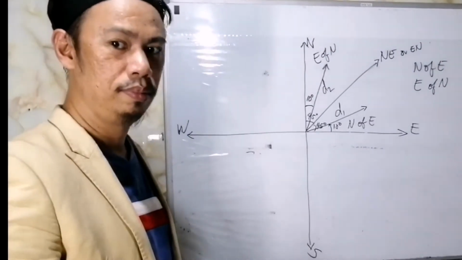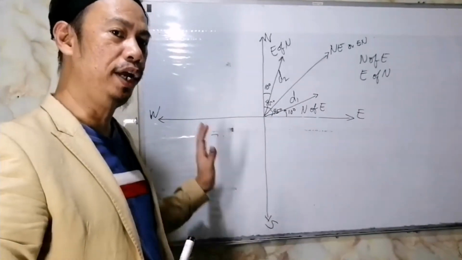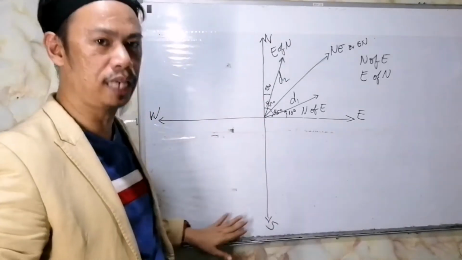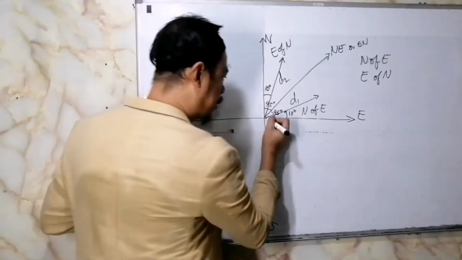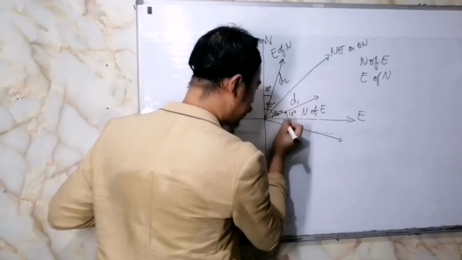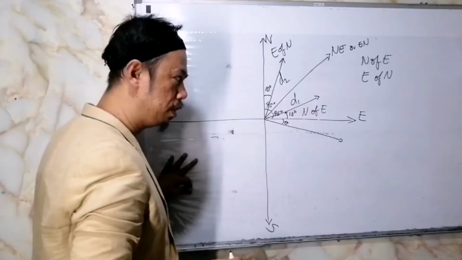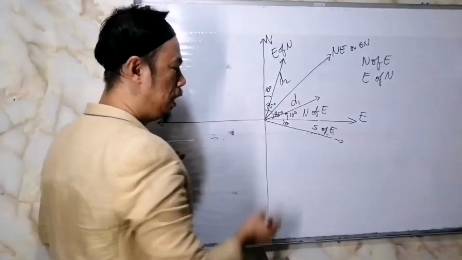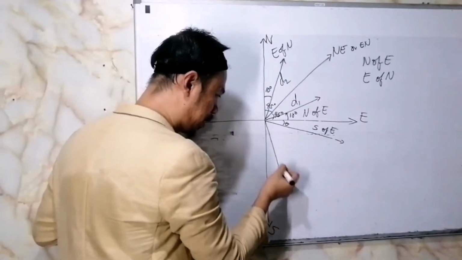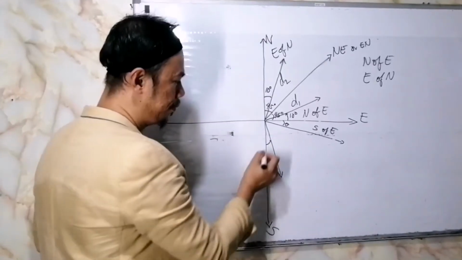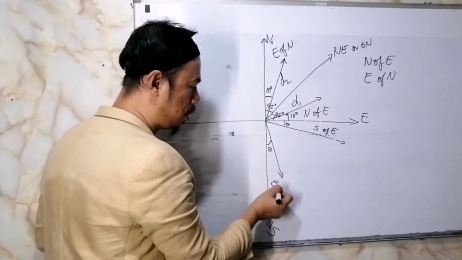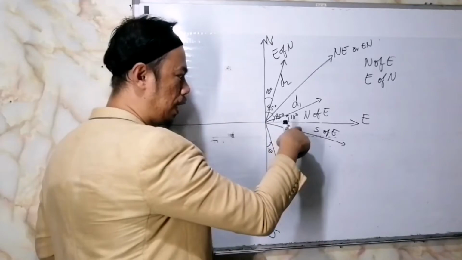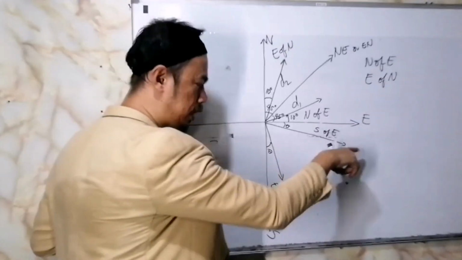Now, let's go to another quadrant. Let's go to east and south. If the theta is somewhere here, we name it as south of east. If the vector is located here, then we have east of south because it is going to east. This one going to south, that's why it is south of east.